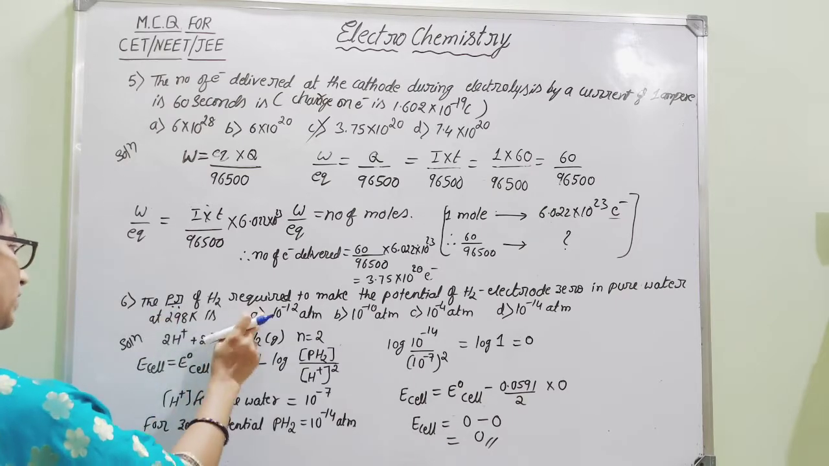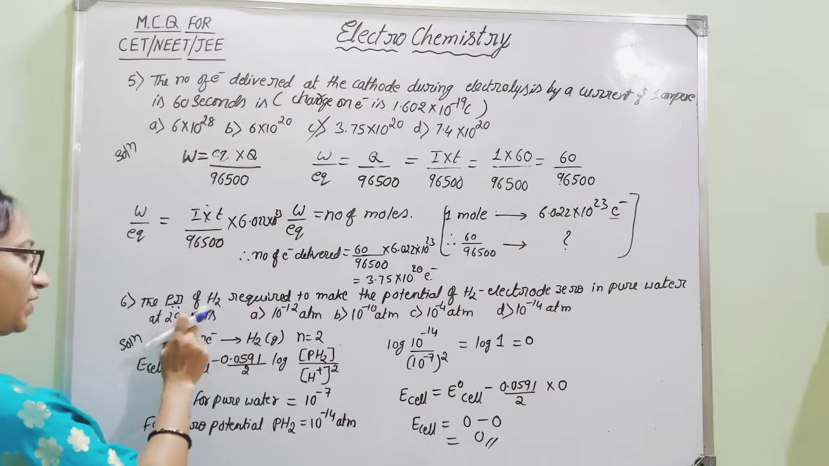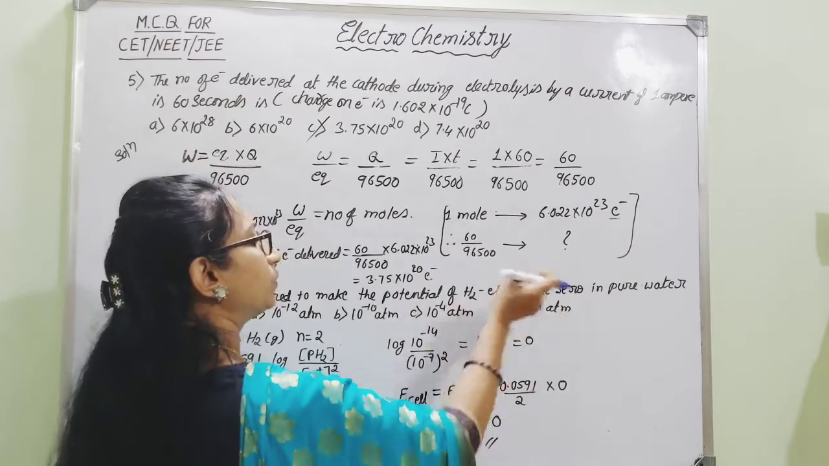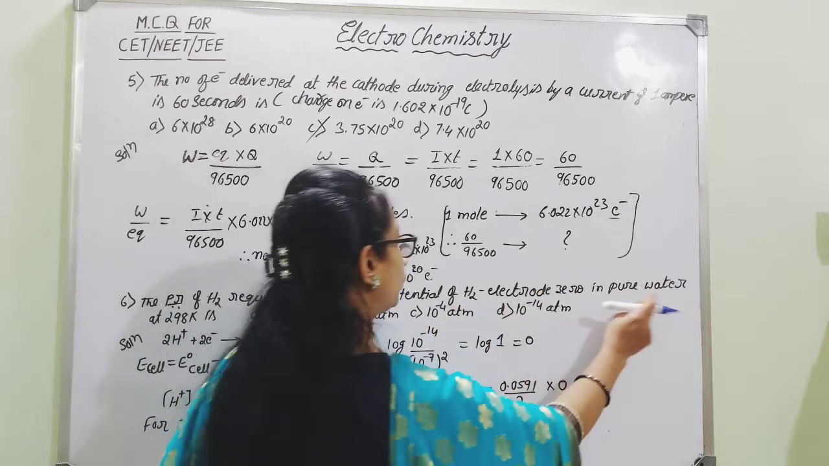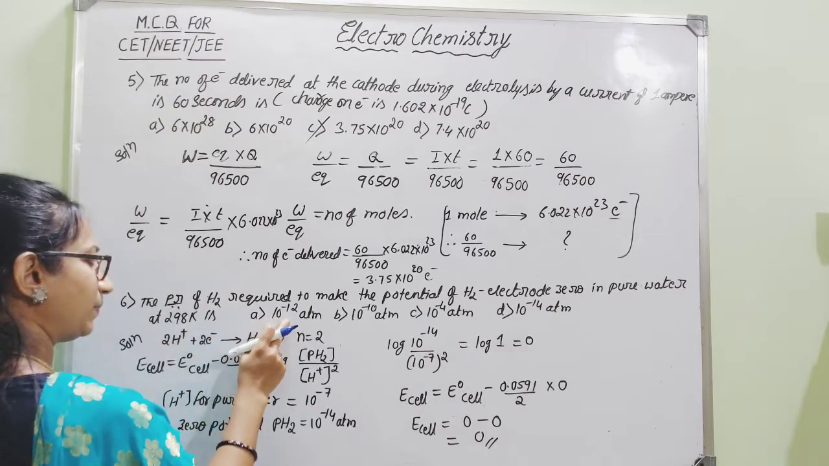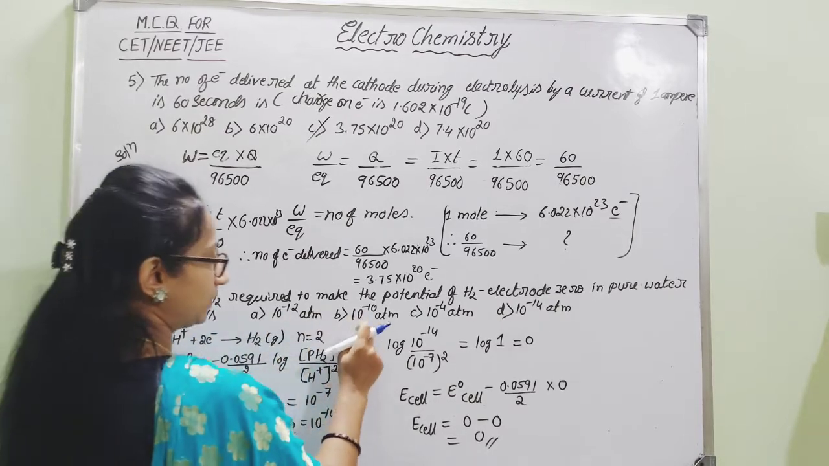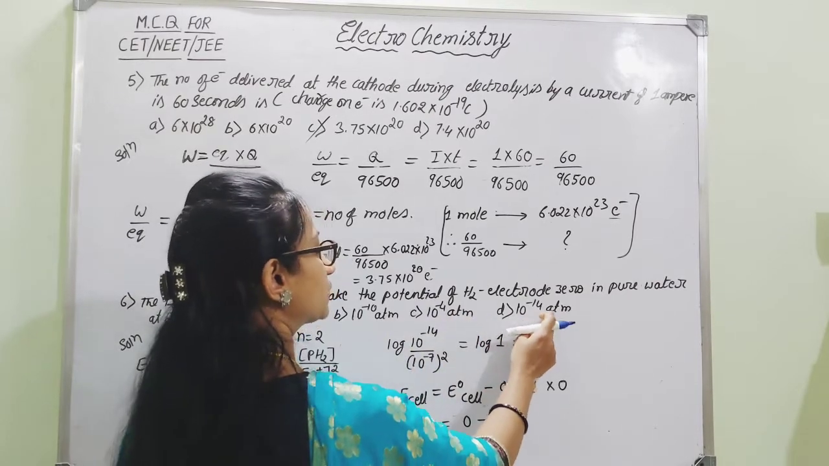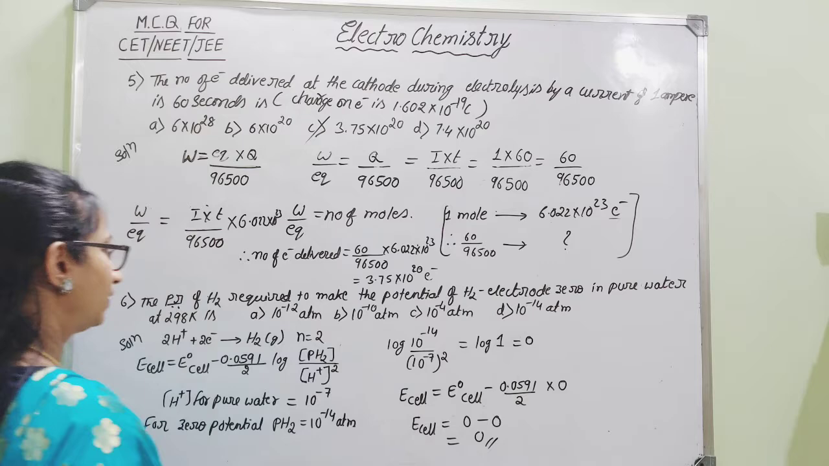Next, we can move on to the 6th question. The pressure of hydrogen required to make the potential of hydrogen electrode 0 in pure water at 298 Kelvin is: 10 power minus 12 atmosphere, 10 power minus 10 atmosphere, 10 power minus 4 atmosphere, 10 power minus 14 atmosphere.